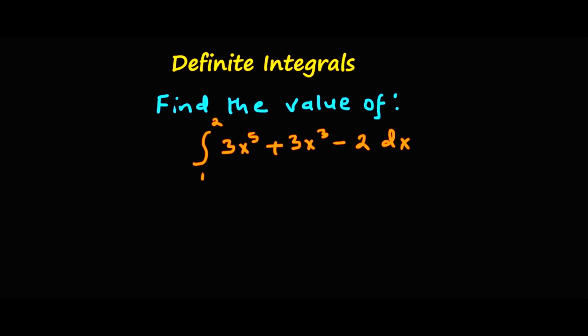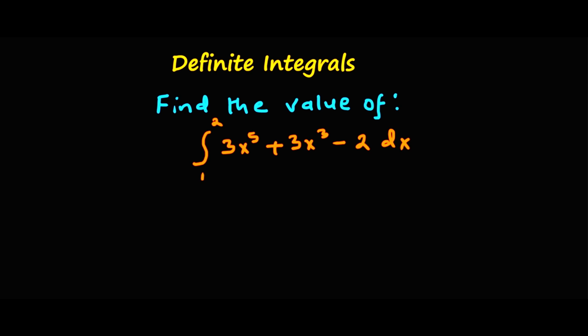In this video, we're going to learn how to evaluate definite integrals. So like in this case, we have: find the value of the integral of 3x^5 + 3x^3 - 2 with respect to x from 1 to 2. Definite integrals just involve integrals that work within a limit. So you have been given to integrate from this point to this point, like in this case, it's from 1 to 2.